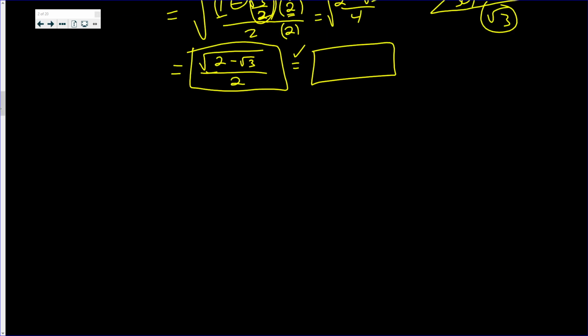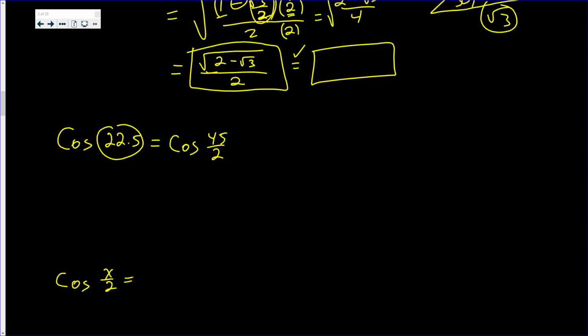Now, suppose we wanted to find the cosine of 22.5 degrees without a calculator. And you're like, oh my goodness, how do I do that? Well, that's half of 45. This is the cosine of 45 over 2. And the cosine of x over 2, we know what that is.